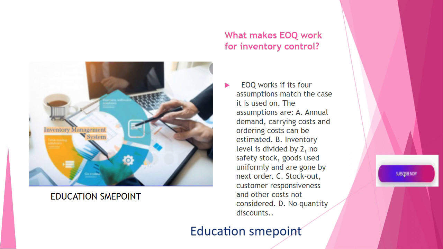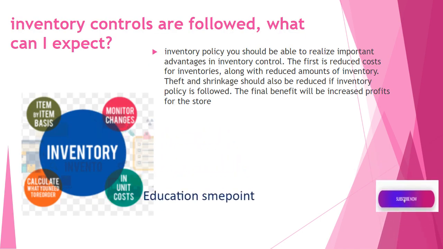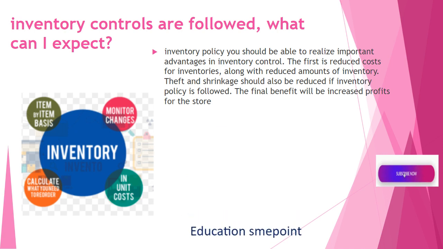B. Inventory level is divided by 2, no safety stock, goods used uniformly and are gone by the next order. C. Stock-out, customer responsiveness and other costs not considered. D. No quantity discounts. Inventory controls are followed. What can I expect from inventory policy?